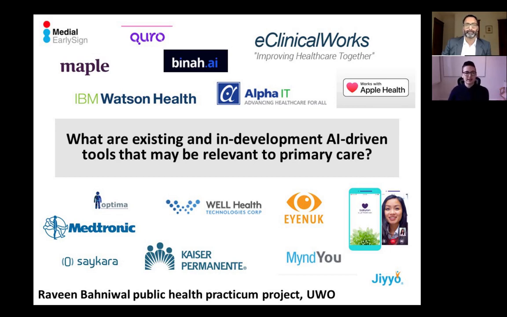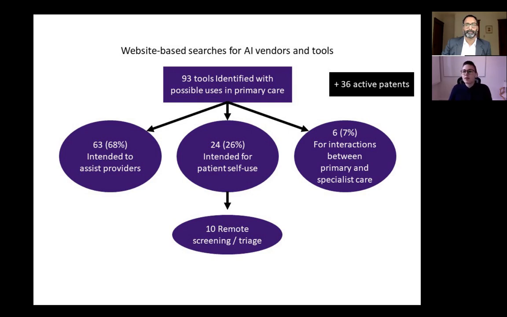Okay, go to the next slide and jump into that. So we found overall 93 tools. This was run this past summer. And of them, about 70% were to assist providers. So things like assessing risk and diagnosis. And then if we move on to looking at patients, about 25% were intended for them. And of that, 10 of those tools were for remote screening or triage.